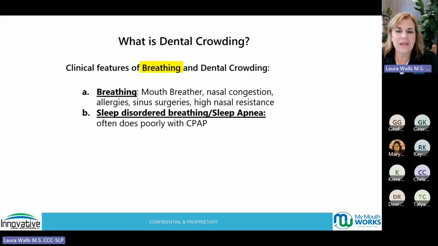And so what you look at is, how long can they breathe through their nose when they're sitting in your chair? From your health history, maybe do they suffer from allergies, sinus surgeries, high nasal resistance? And you want to find this out on the history, because it indicates a lot. It tells you what's the tongue doing? What's the sinus complex? What's the function of the sinus complex? And how does this relate to dentition?